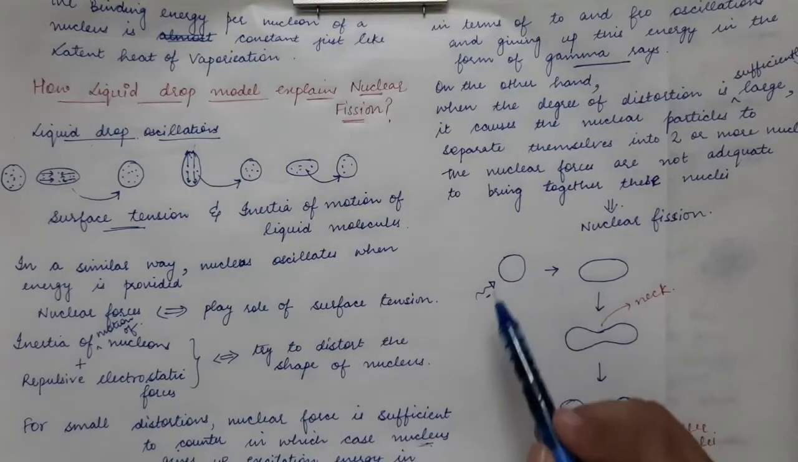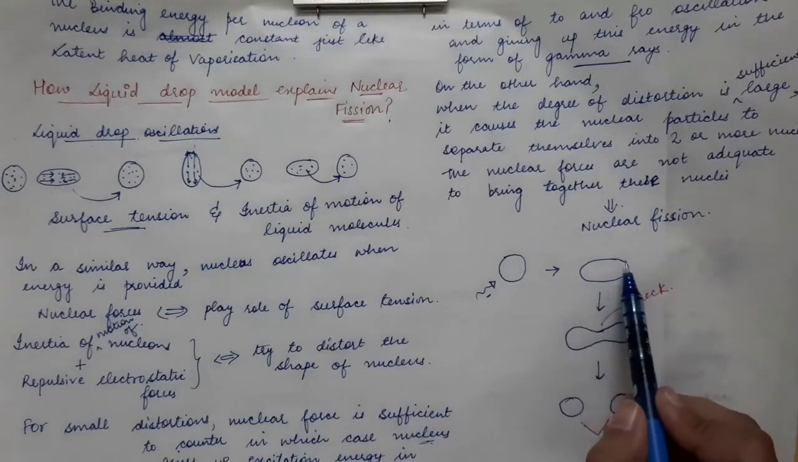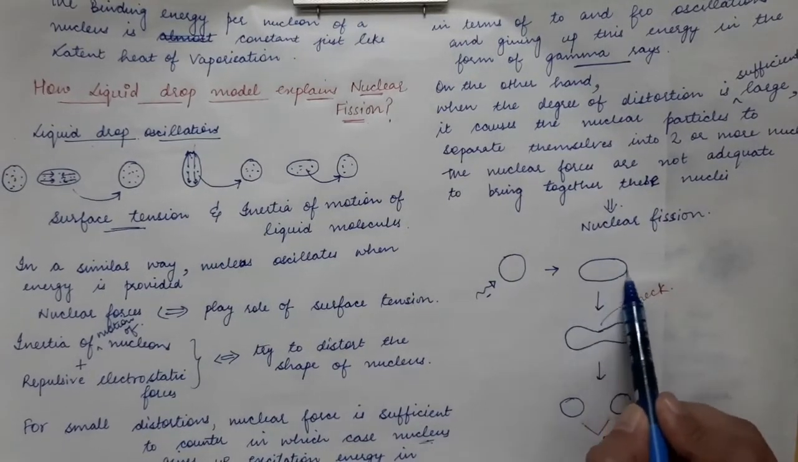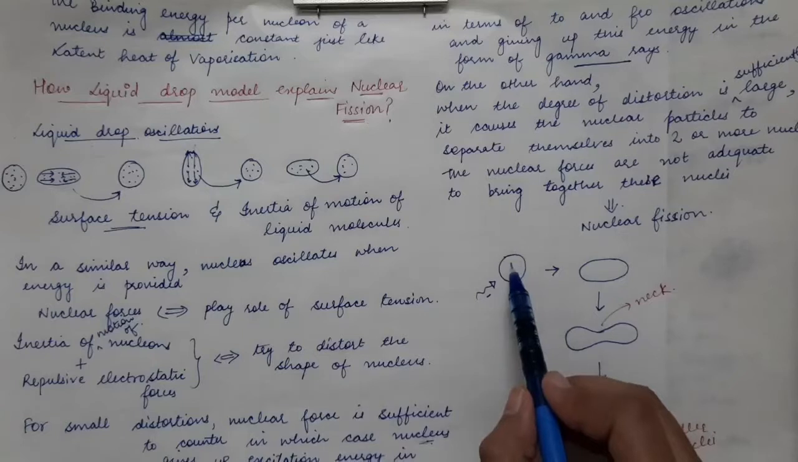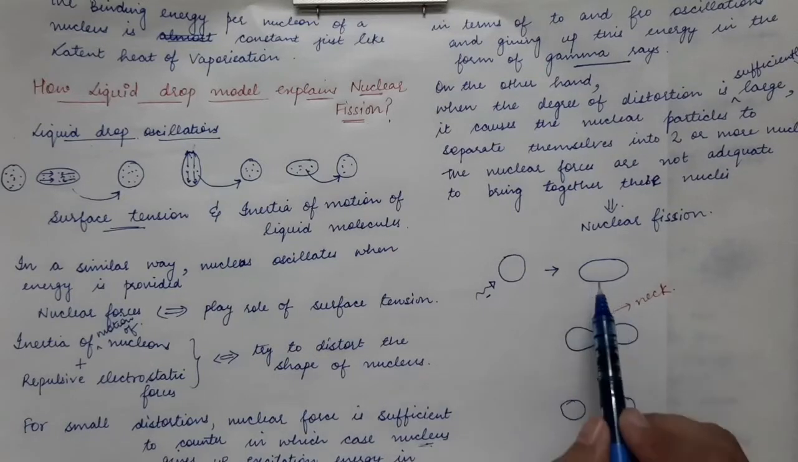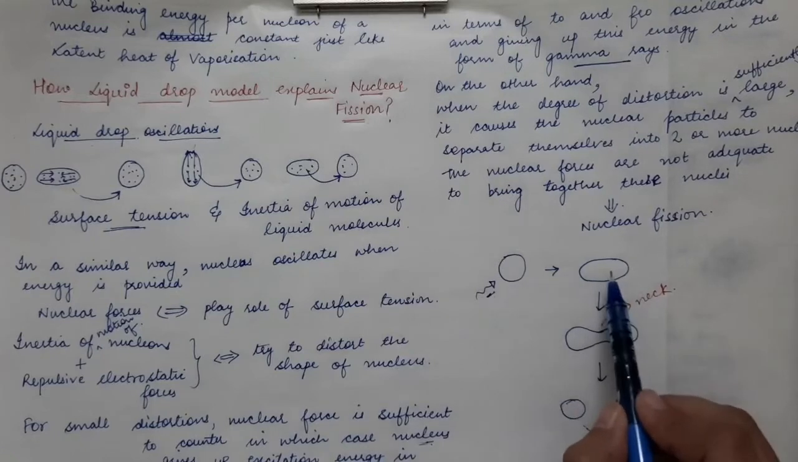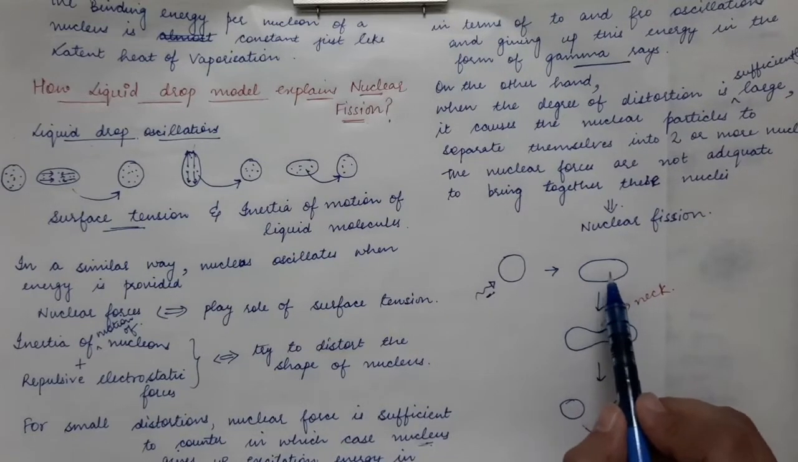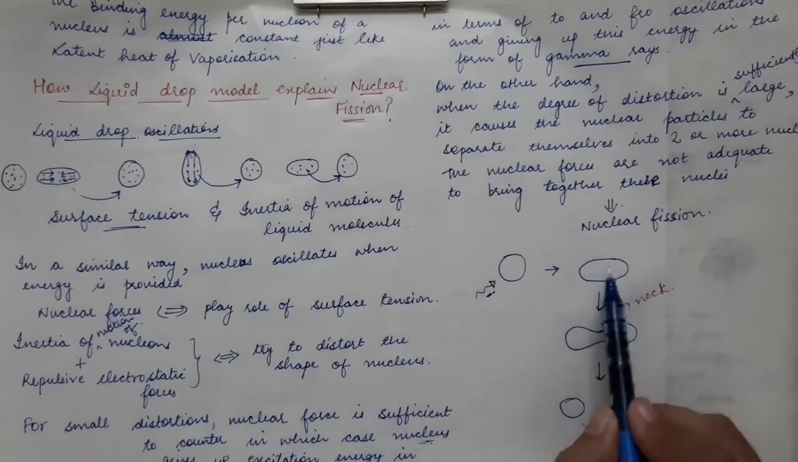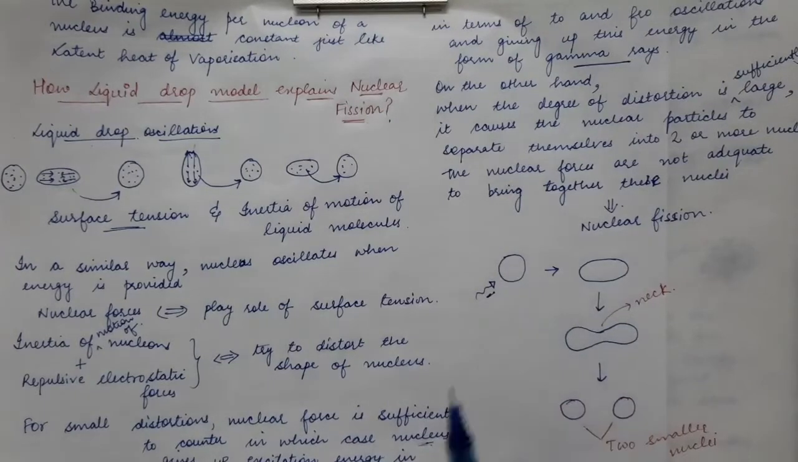So this nucleus will absorb this energy and change to this particular shape. Let's say its shape gets distorted. Now the energy that was imparted, or the distortion, is so large that this shape will not go back to the spherical shape.